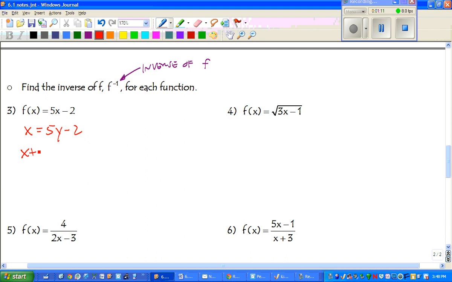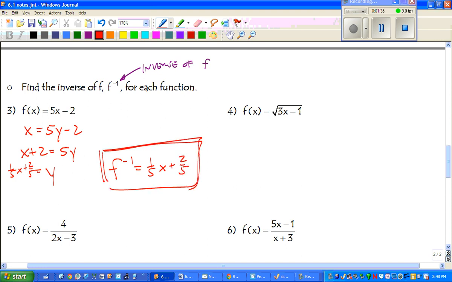So we're going to add 2 to both sides and then divide by 5. So y equals 1/5 x plus 2/5. So we can write this with the notation the inverse of f, that's our original function, equals 1/5 x plus 2/5. You could leave it as x plus 2 divided by 5, but this is a linear function.